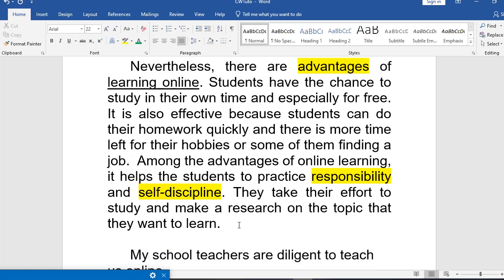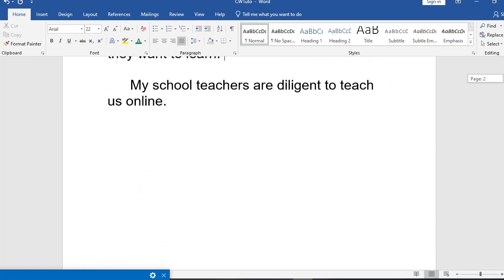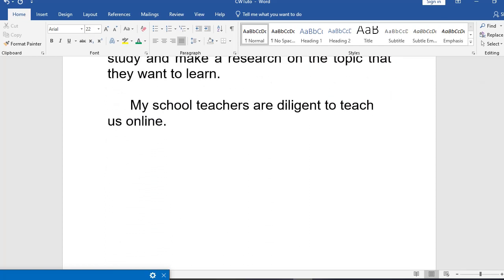Okay, then another paragraph before you jump to the disadvantages, maybe you want to talk about your experience. So this is your experience. My school teachers are diligent to teach us online. Okay, cikgu-cikgu di Sepermai semuanya rajin-rajin. Macam-macam cara untuk ajar kamu online. So my school teachers are diligent to teach us online. Bagi contoh macam mana cara mereka ajar kamu secara online. So you give a few examples, tak payah bagi banyak-banyak, 3 pun cukup.